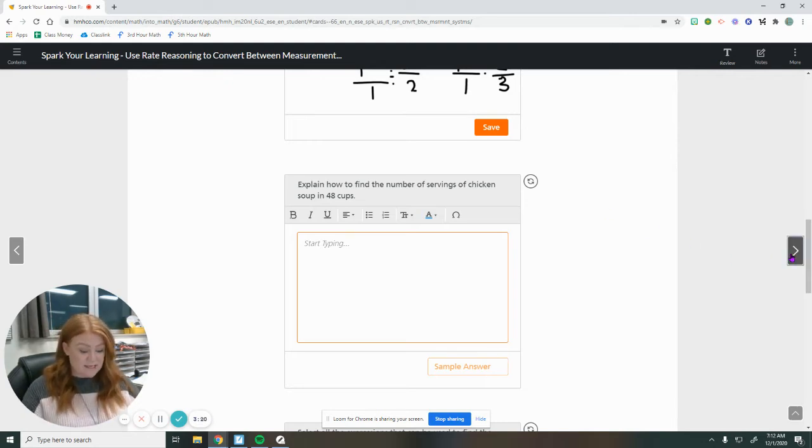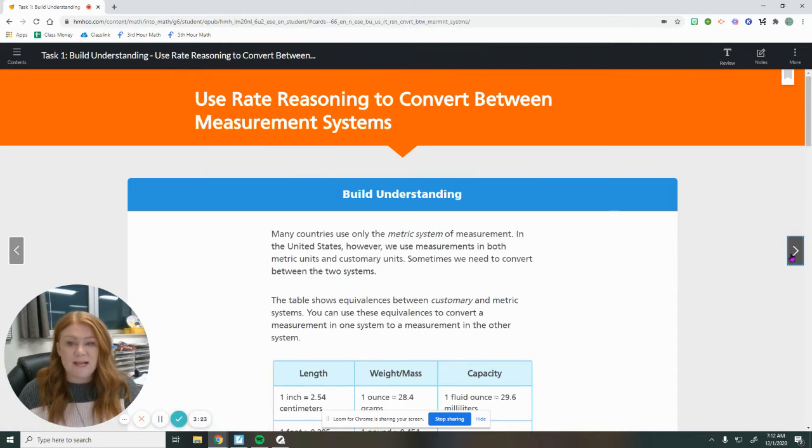Okay, so we're going to start with task 1 here. So the past few days, we have been working on converting measurements between the same system. So feet, yards, inches, miles, that's what we use here in the United States. Things like gallons, cups, quarts, those are common measurements you'll find in your kitchen. Pounds, ounces, tons. So those are all the things we use here in the United States, and that's called the Customary System. Pretty much everywhere else in the world, though, they use the metric system.